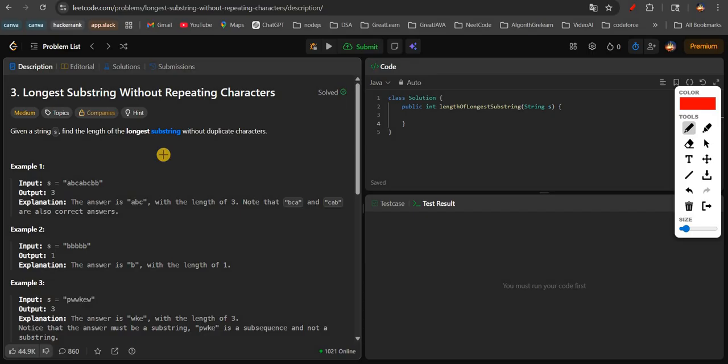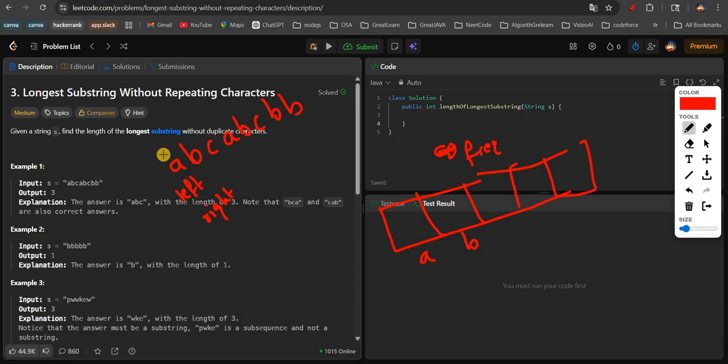For example, let's take this one, A, B, C, A, B, C, B, B. Here, I'm starting from the 0th index, and there is also a frequency array. While moving this right pointer from 0 to the last index, A is one character, so its frequency is 1. B is another character, its frequency is 1. C is another character, frequency is 1. Again, the right pointer is pointing to the A character, so the frequency becomes 2.